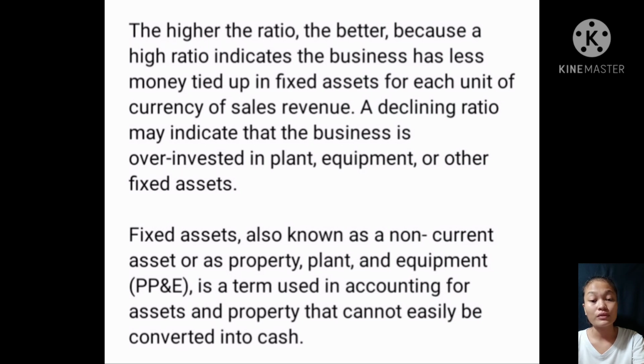Fixed assets, also known as non-current assets or property, plant, and equipment, is a term used in accounting for assets and property that cannot easily be converted into cash.